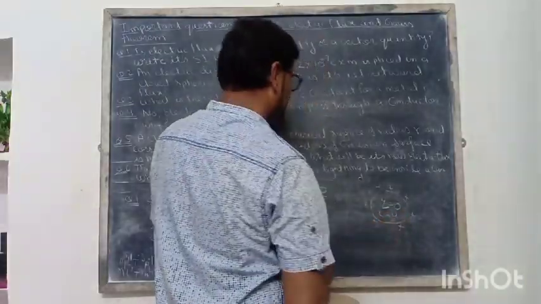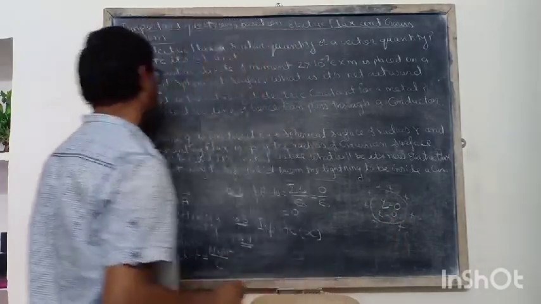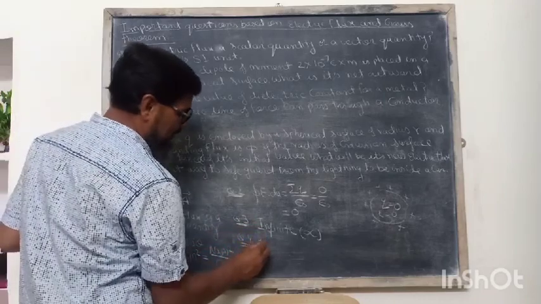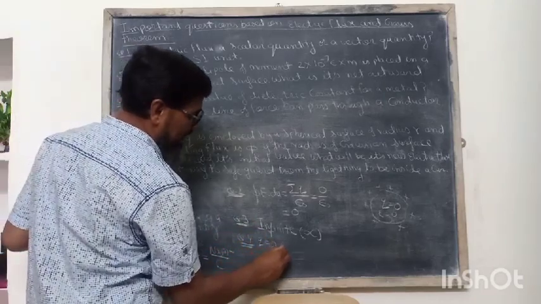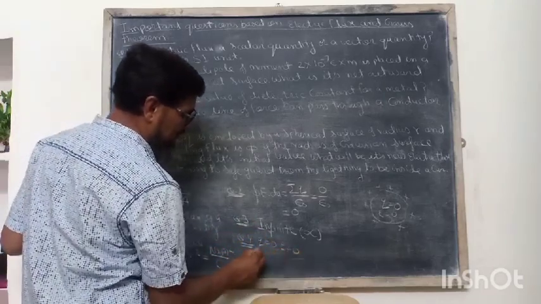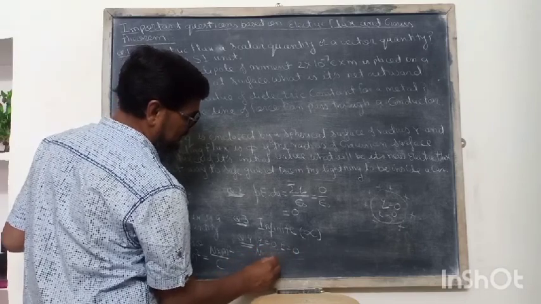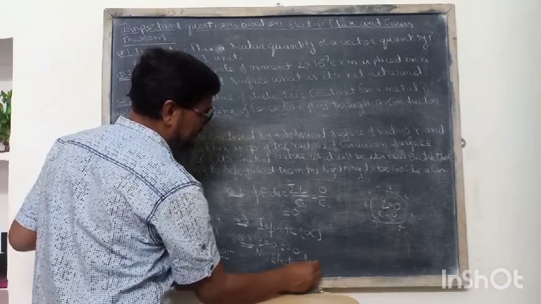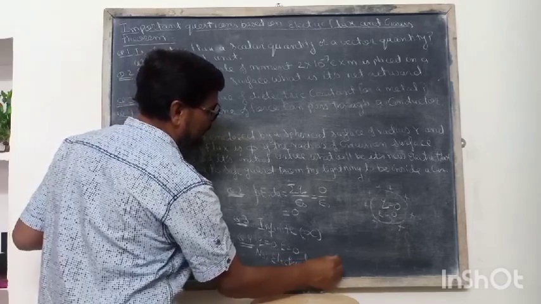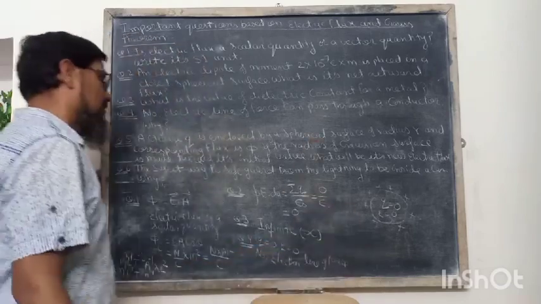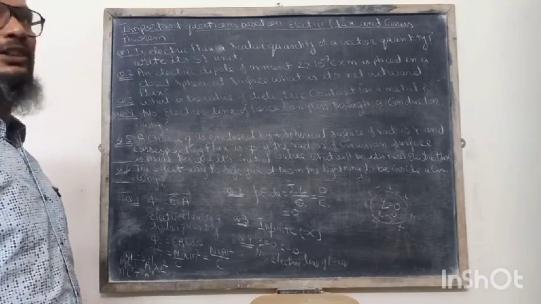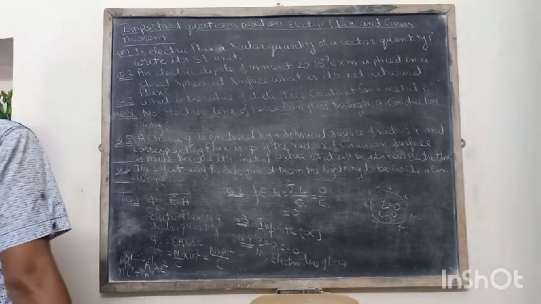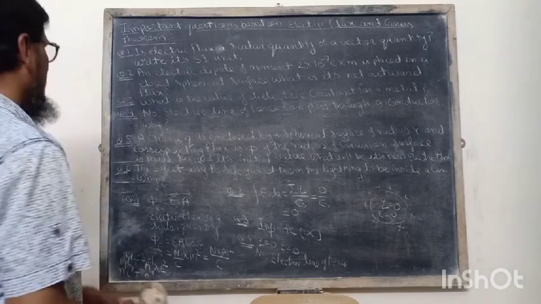So no electric line of force exists inside the conductor. Because Q is equal to 0, E is equal to 0, so no electric line of force. So this is the answer to question number 4. Now we shall discuss question number 5.